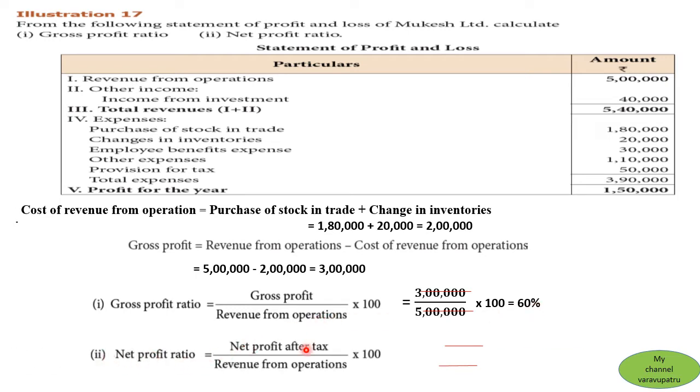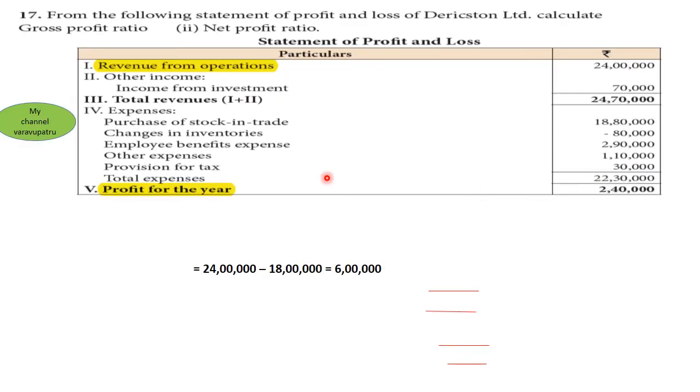Net profit ratio is equal to net profit by revenue from operation into 100. Net profit is 1,50,000. Revenue from operation is 5 lakhs. So 1,50,000 divided by 5 lakhs into 100 is equal to 30%.